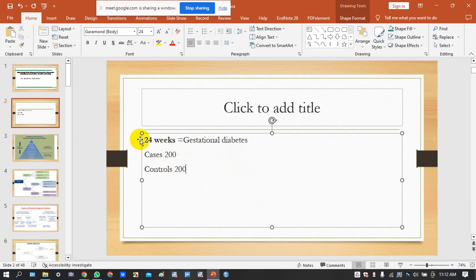So you follow the women, or you go to the hospital and say you want women who are 24 weeks, or you can still open it and say 20 to 24 weeks, like their gestational age is between 20 to 24 weeks, and they are either having gestational diabetes or not. Those who are having gestational diabetes at between 20 to 24 weeks become the cases, and those who are not having it become the control groups. We can go back now and continue.